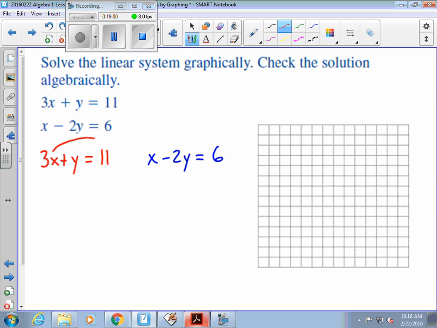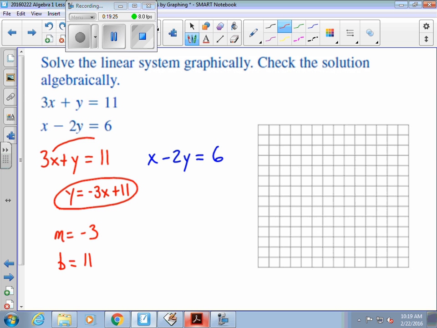So you need to bring 3x over to the other side. It's positive 3x on the left, so when it goes over, it becomes -3x, and positive 11 is still there. So now this one says y equals mx plus b, where your m value is -3 and your b value is 11. So we can graph that equation based on those two numbers.